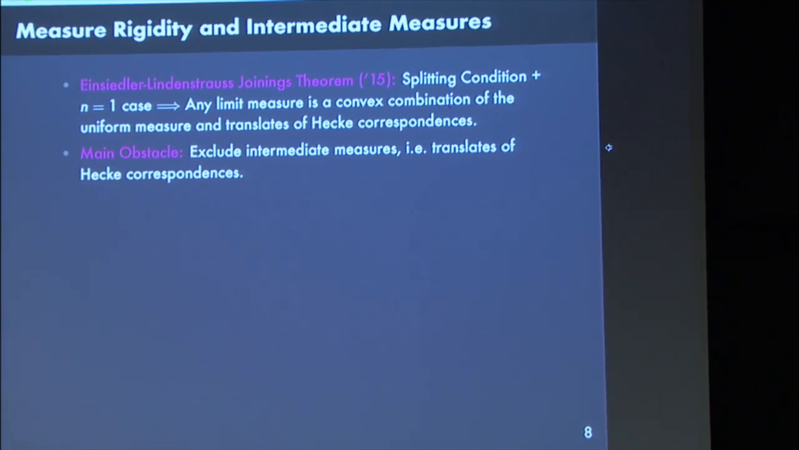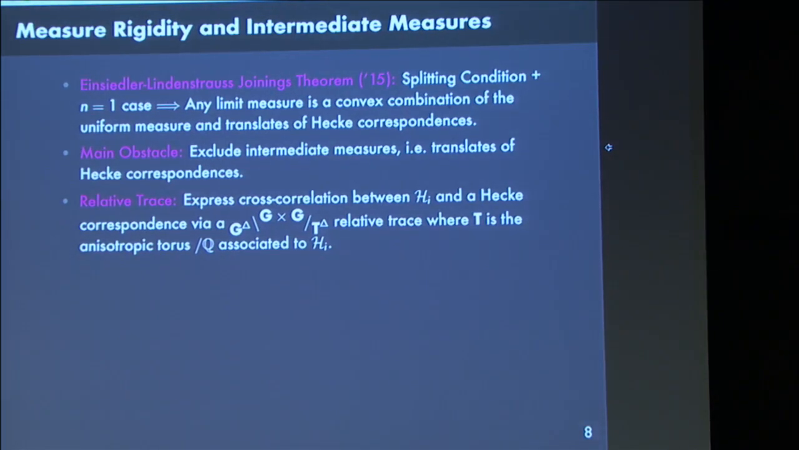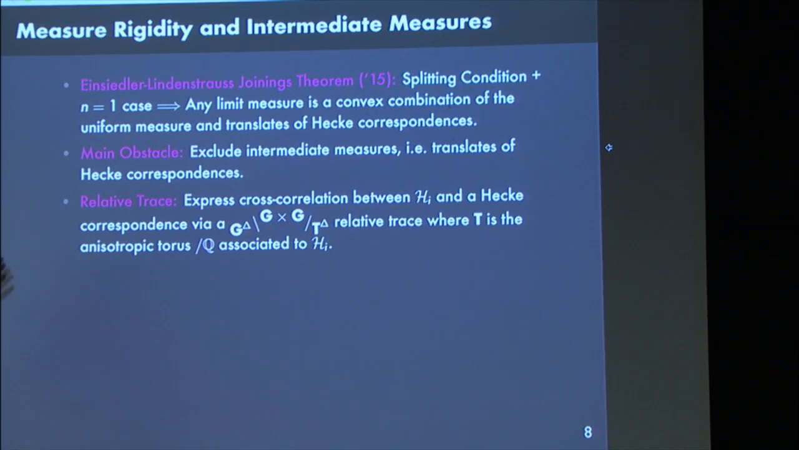But toral actions are really different, not only because they don't have unipotents in them. All these tools fail for fundamental reasons. So we need to find a new way to show that there are no intermediate measures, and that's the main contribution here. The idea, and I'm not going to explain it really, is that you want to measure the correlation between your orbit and some Hecke correspondence, with the correct definition of correlation. And if you define it correctly, it has some extra algebraic structure to it. It's actually a relative trace for this double quotient.